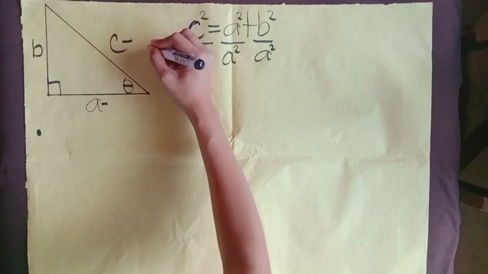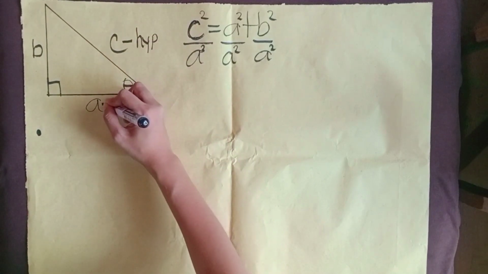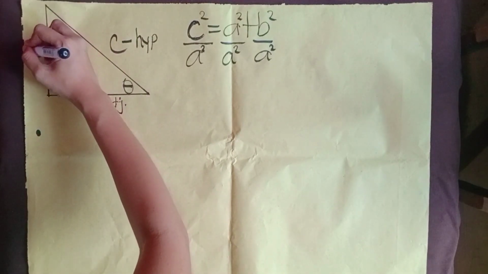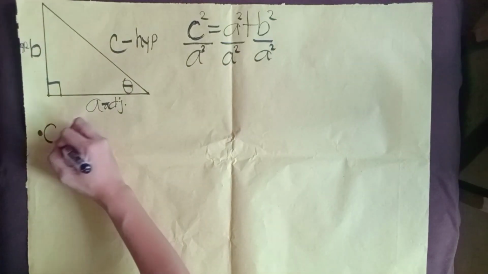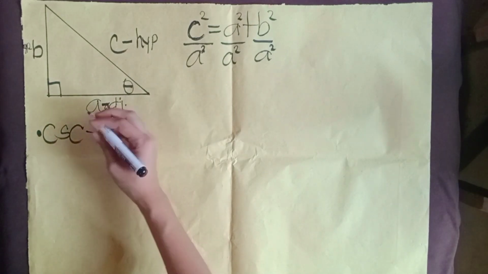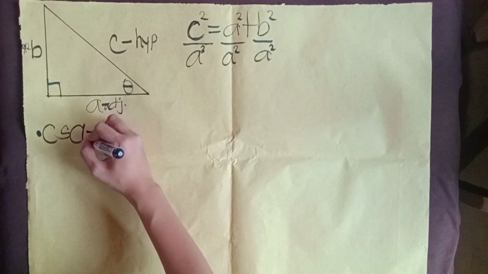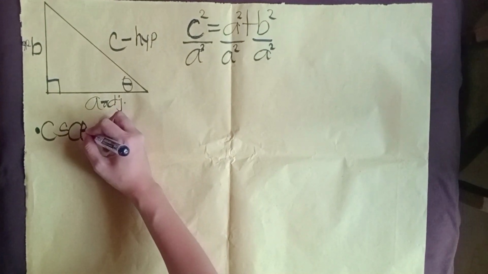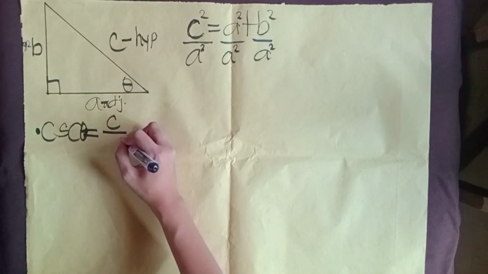So the C is hypotenuse, A is adjacent, and B is opposite. So from the given, we have cosecant theta equals hypotenuse over adjacent, that is C over A.